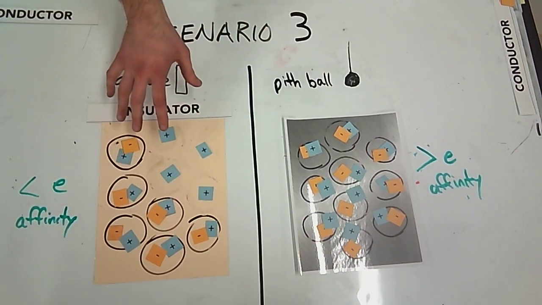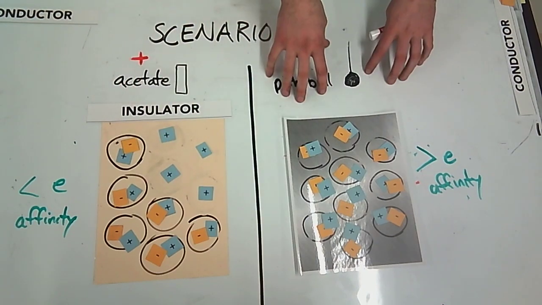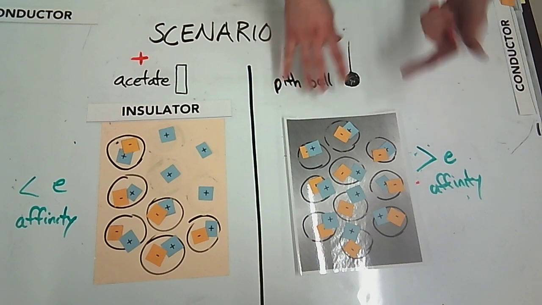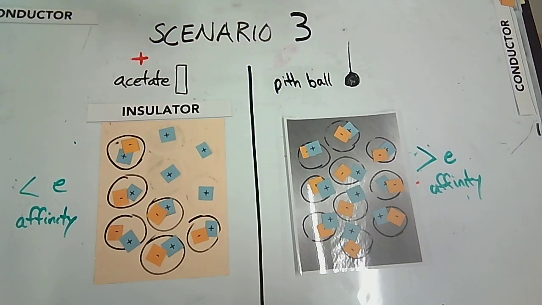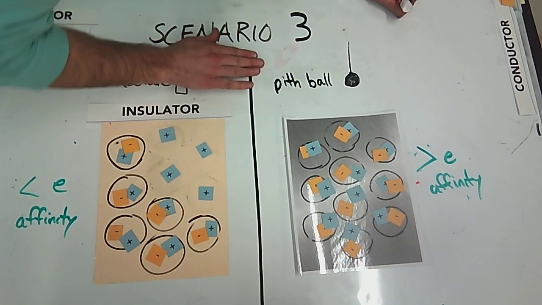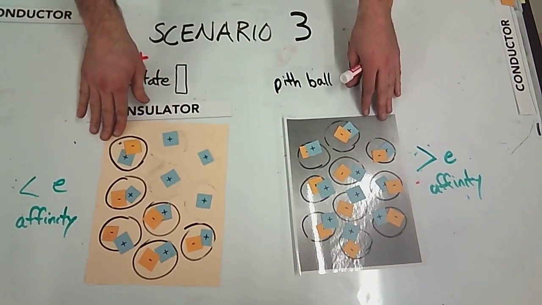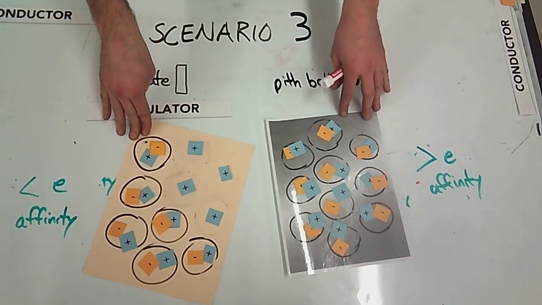area right here. If we move over to the pith ball initially, it's neutral, and it has 10 atoms, so 10 protons. And since it's neutral, it's going to have the exact same amount of electrons. Right? So let's talk about what happens when we bring that acetate strip near the pith ball. What we start to see is that the pith ball is attracted to the acetate strip.